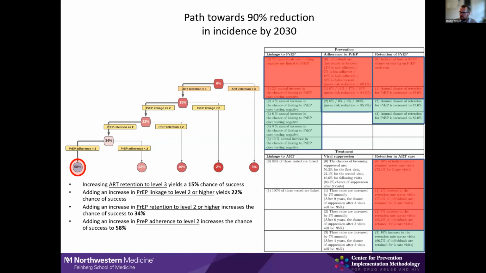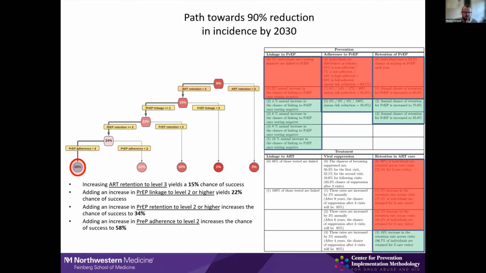A few things to note here. Not only do we see that only 6% of all the scenarios that we modeled actually do get to achieve that 90% reduction goal, which is extremely low. We also see that we need severe interventions to up that probability only slightly. So even in the severest scenario, we only get 58% likelihood of actually attaining our goal of 90% reduction by 2030.